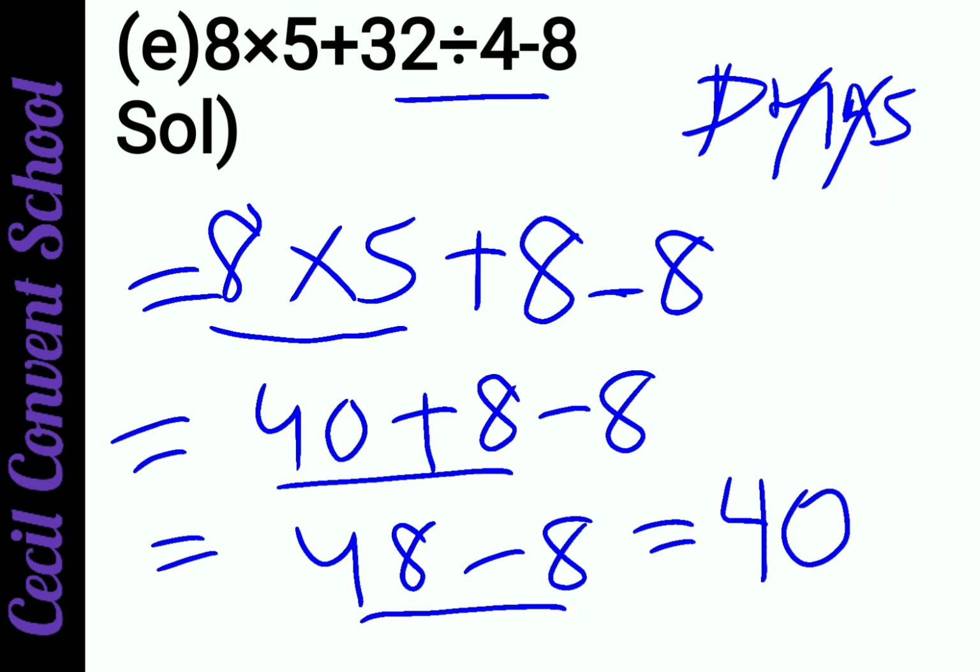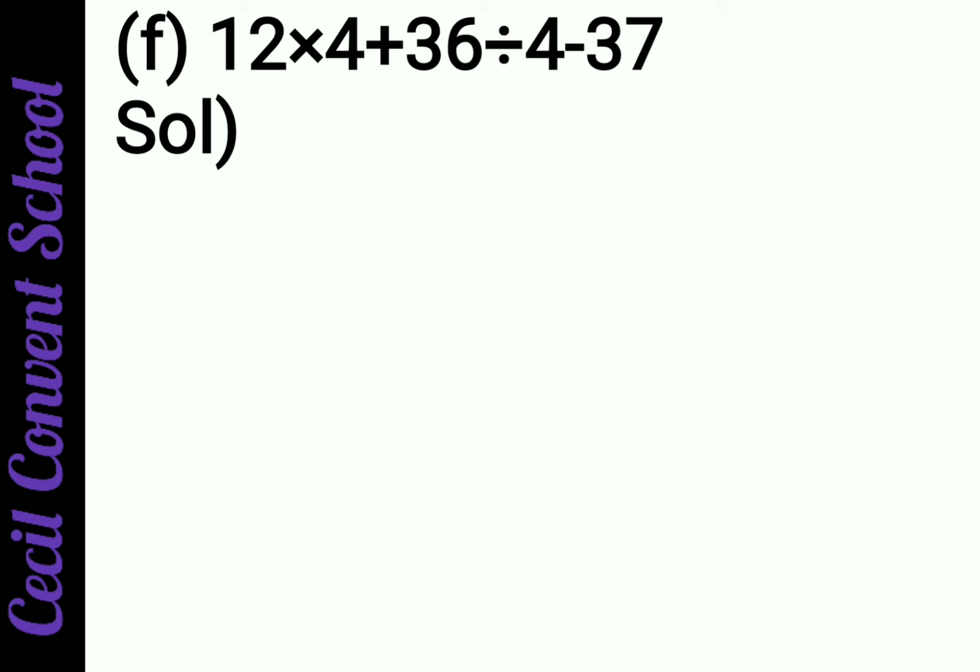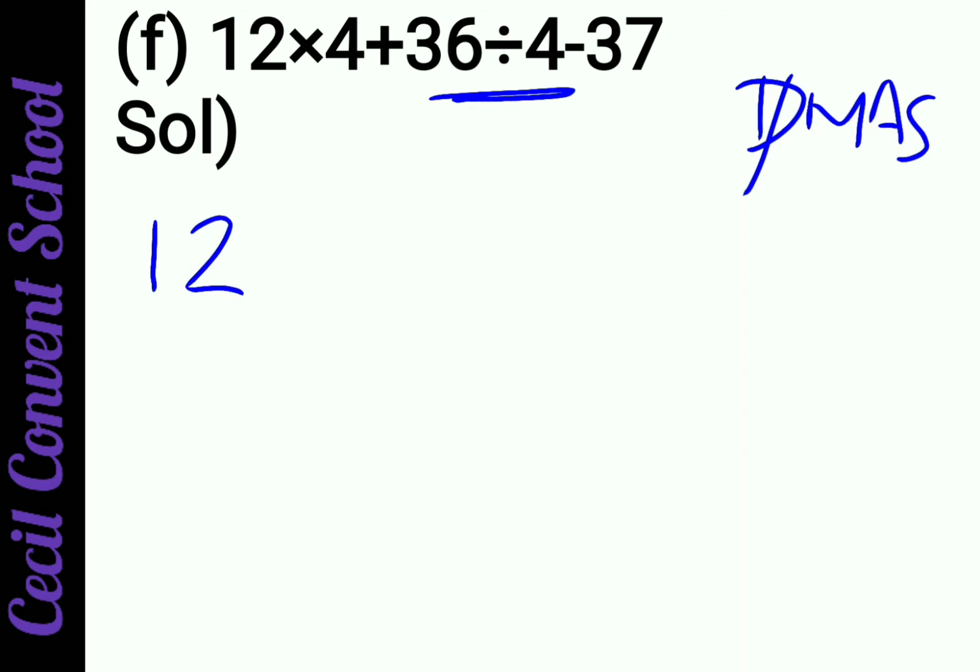Clear? Now student, after E part we do F part. Now again we write the formula on the side so that we understand how to do the question. So the first step is D, means 36 and 4 we will underline because the divide sign is between 36 and 4. So now we write the rest of the numbers as they are, means 12 as it is, the multiply sign will come as it is, 4 will come as it is, plus.